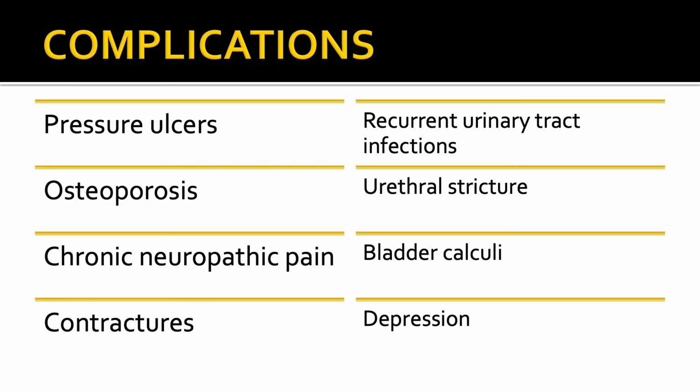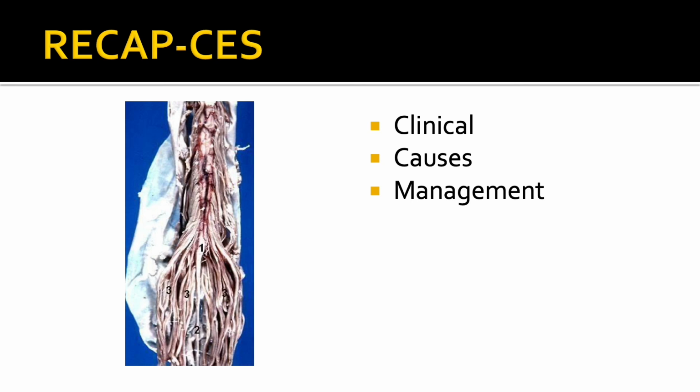Let us see what are the complications. This can produce pressure ulcers, recurrent urinary infection, osteoporosis, urethral stricture, chronic neuropathic pain, bladder calculi, contractures of muscles, and depression. So these are the complications. You have to avoid these. So we have discussed the clinical features, defined what is Cauda Equina Syndrome. The major causes we have discussed. The most important cause is lumbar disc prolapse, and the management: urgent neuroimaging and other intervention.